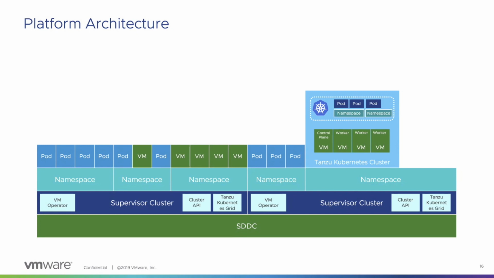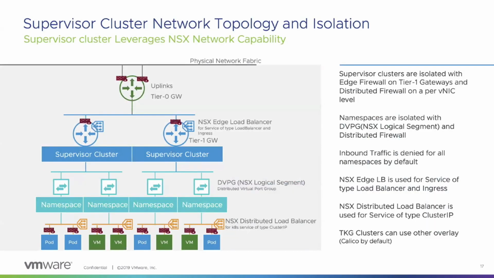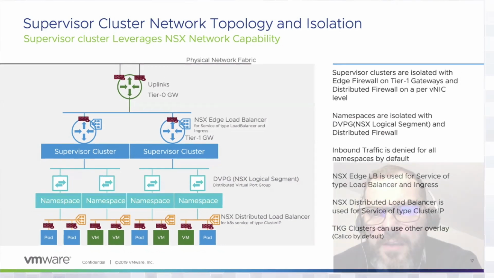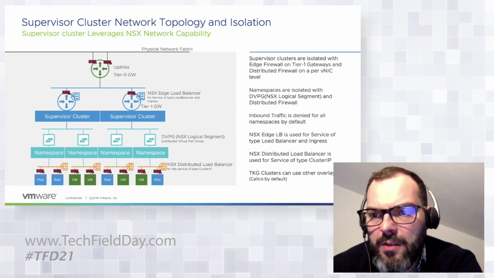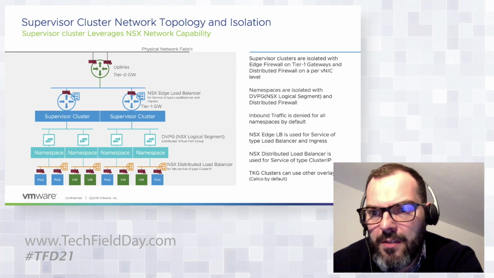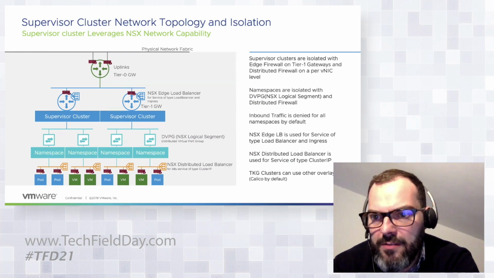Another question, Bo. My understanding is that the supervisor cluster is made of physical ESXi clusters. The Tanzu Grid clusters are made of virtual machines that are instantiated on the fly and that represent Kubernetes nodes, right? That is correct.